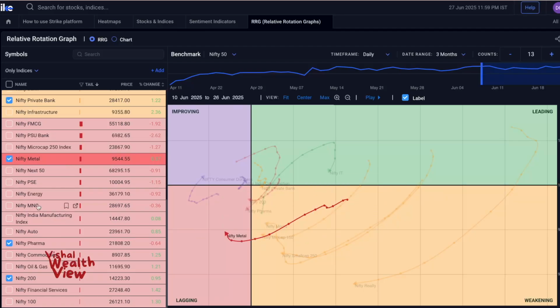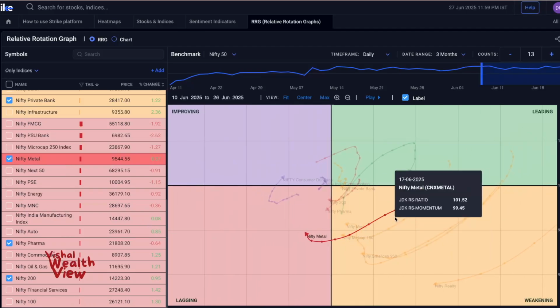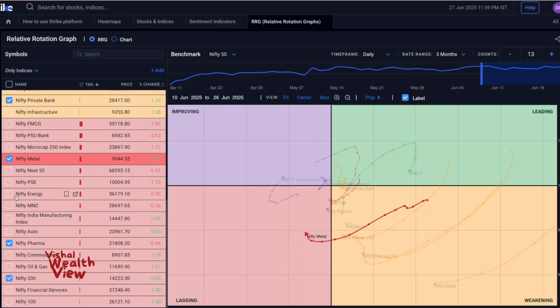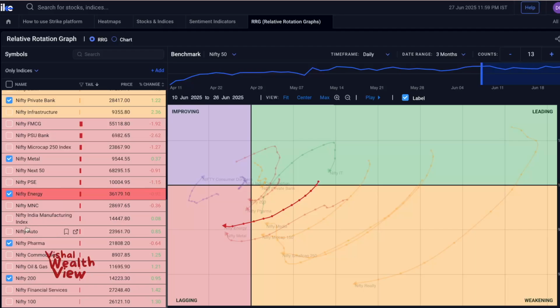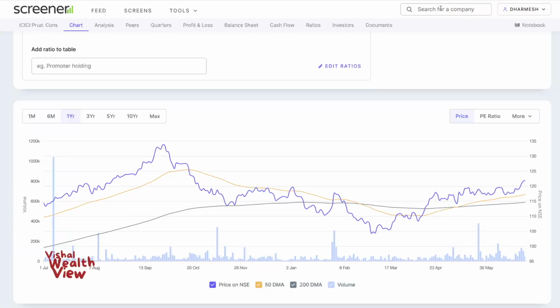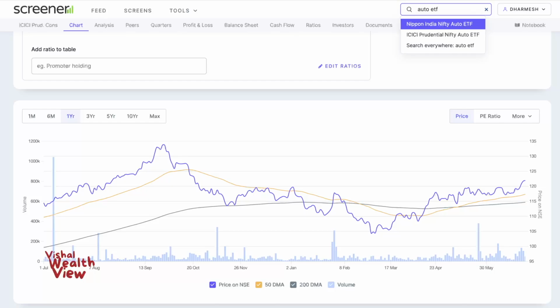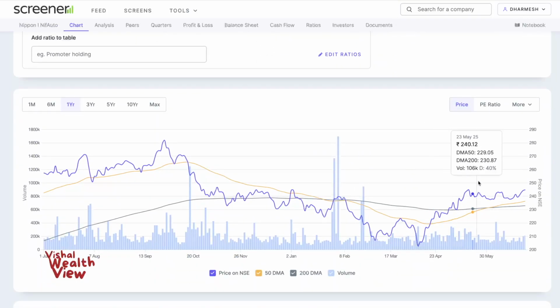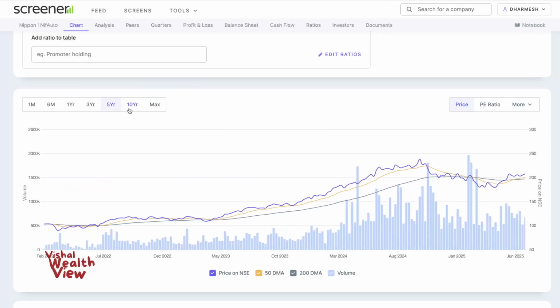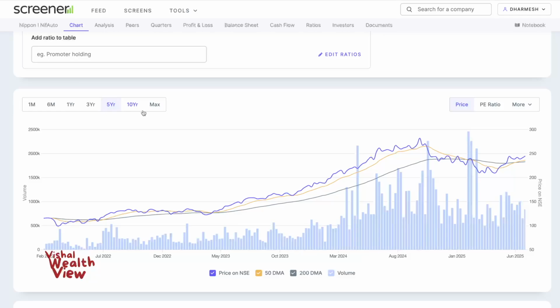What about metals? Metals are entering from weakening to lagging state. I think same with PSE. Auto is moving towards an improving state. So auto might be a good bet for a short-term play for 7 days or a month. So auto ETF. What's happening with the auto ETF? The auto ETF is giving a breakout from its 200 and 50 DMA. I think this is a good option to make a quick buck, and I'll probably think about investing in this as well, a small amount to see how it goes.